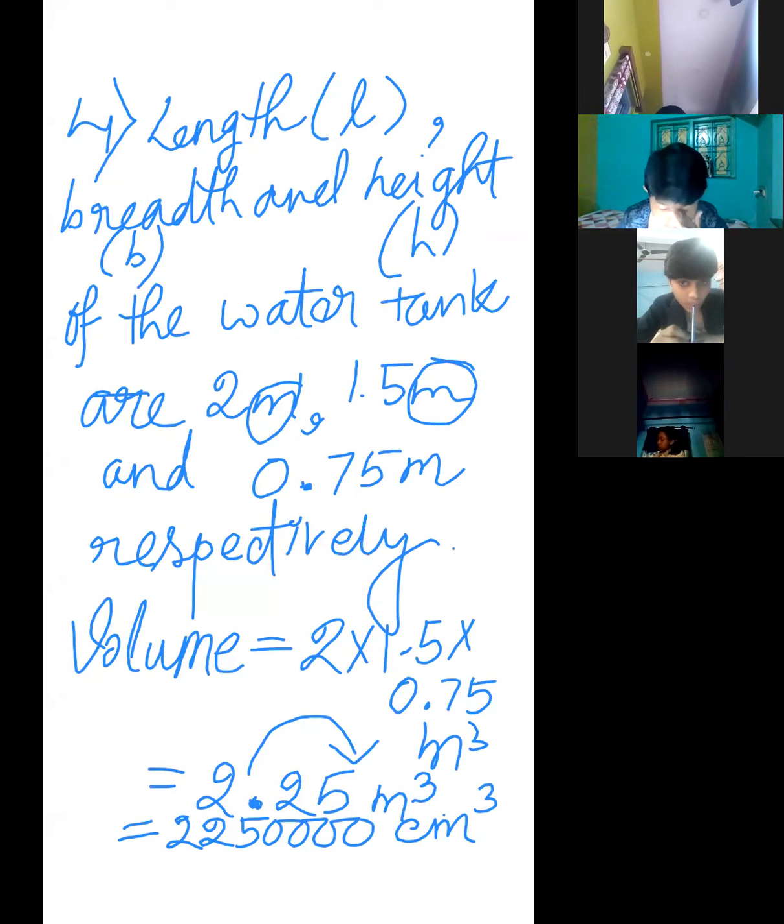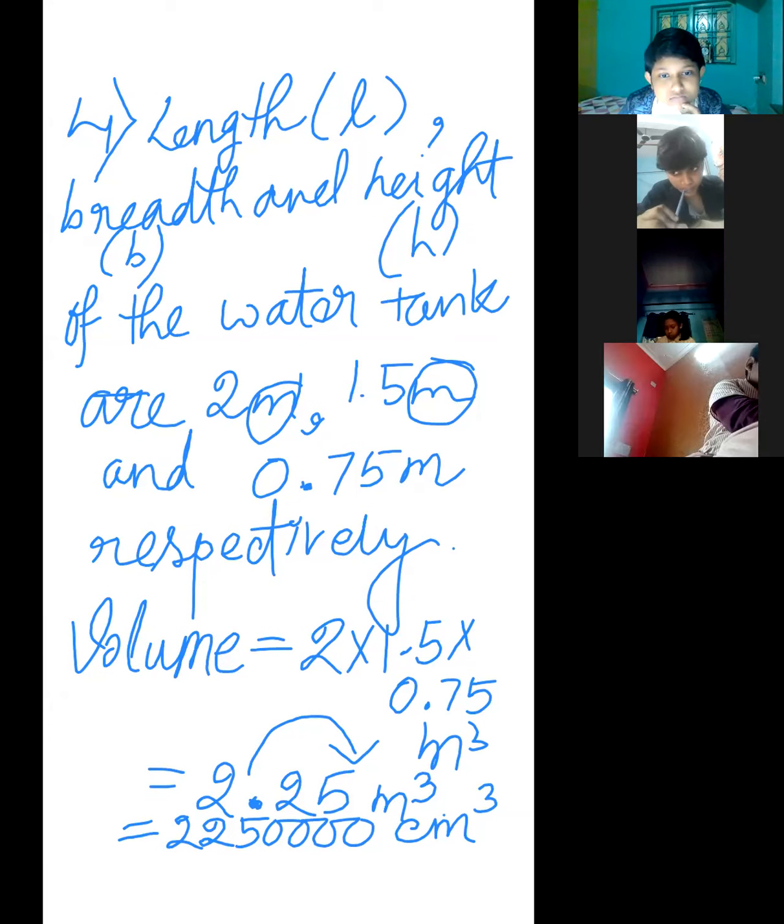Suppose any two of these are given, and the total volume is also given. Suppose length is not given, but breadth and height are given: 3 meter and 2 meter. And volume is given as 30 meter cube. One of these is not given. How to find it out? Can anybody answer?